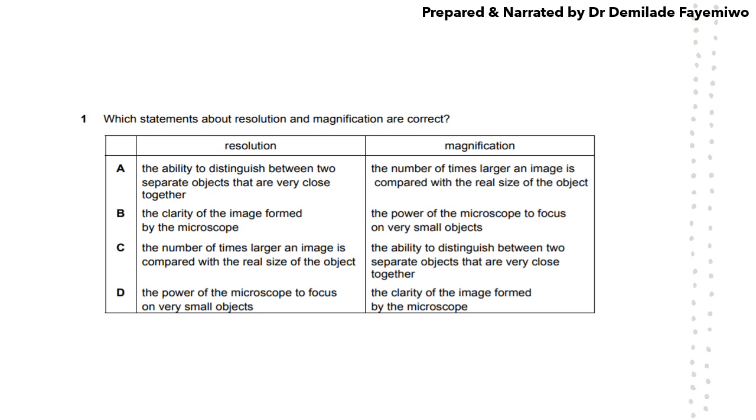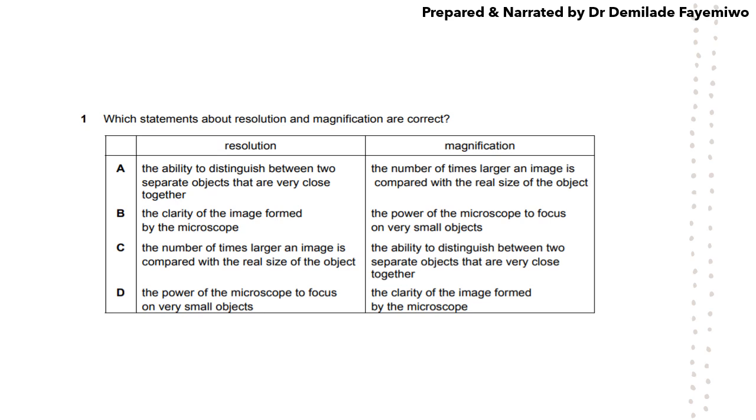It says, which statements about resolution and magnification are correct? So I often tell students, whenever it comes to these kinds of questions where you have two different things and statements have to be correct for both of them, the best thing to do is to read the statements for only one before you even move to the other one so that you don't get confused. So I'm just going to read for resolution only.